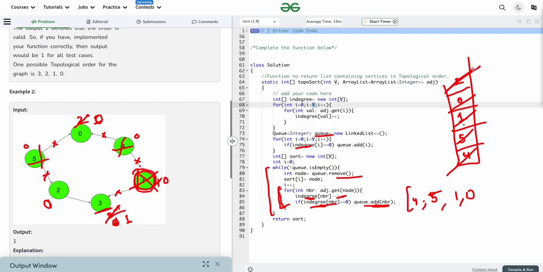The moment I remove 2, I'll see that I can now add it to my array and remove the edge that I had. By removing the edge, this value will become 0, and the moment it becomes 0, I'll add it inside my Q. Now the final value that will be there in my Q will be 3, and this will be the value that will get popped out now, and thus the Q will end, and we can return the sorted array.